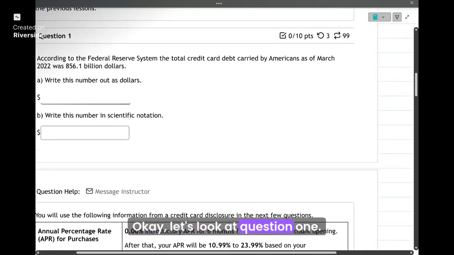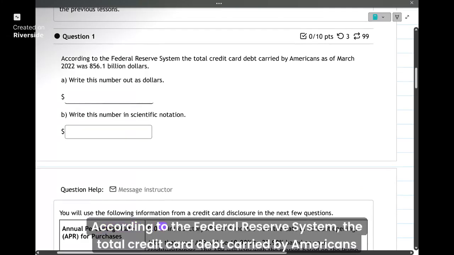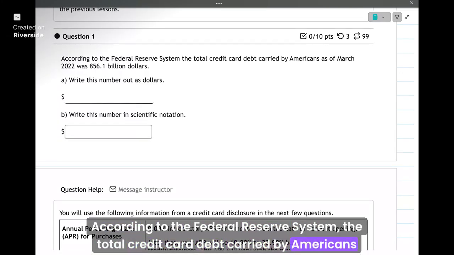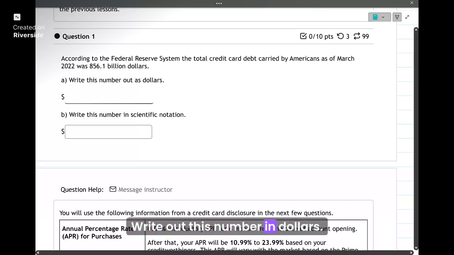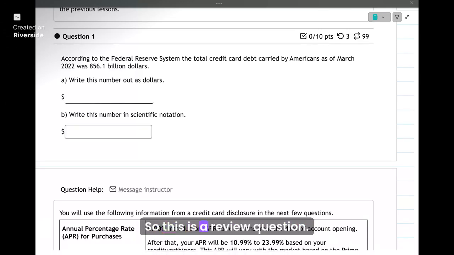Okay, let's look at question 1. According to the Federal Reserve System, the total credit card debt carried by Americans as of March 2022 was $856.1 billion. Write out this number in dollars. This is a review question.